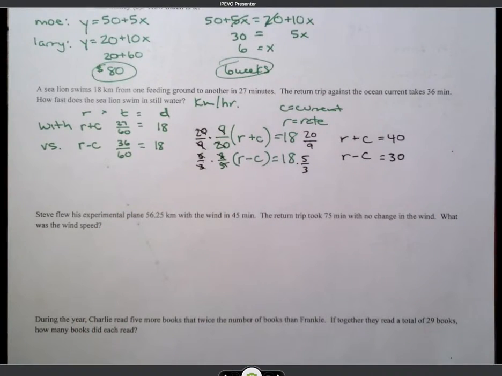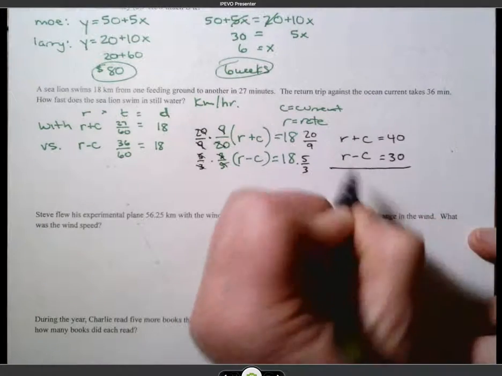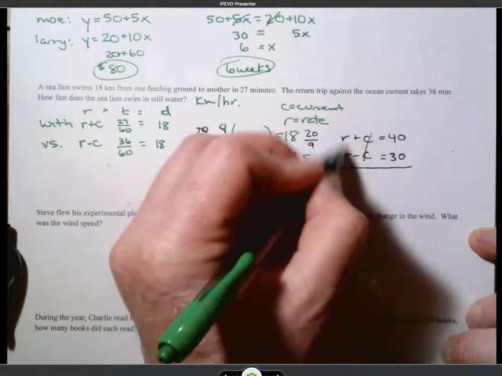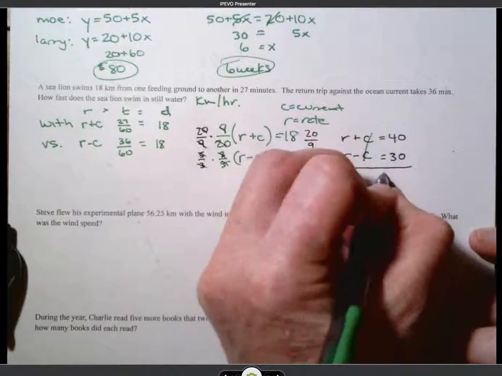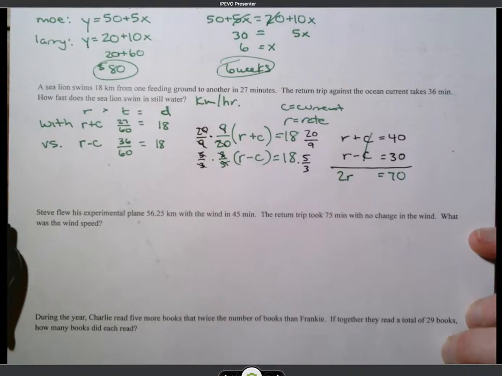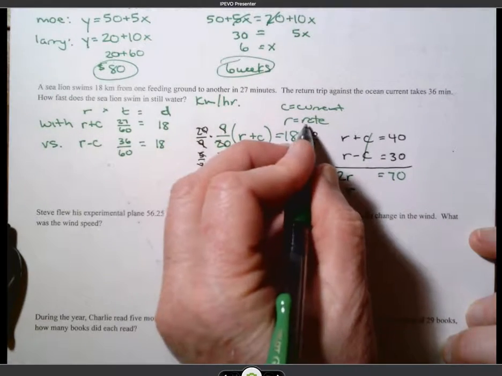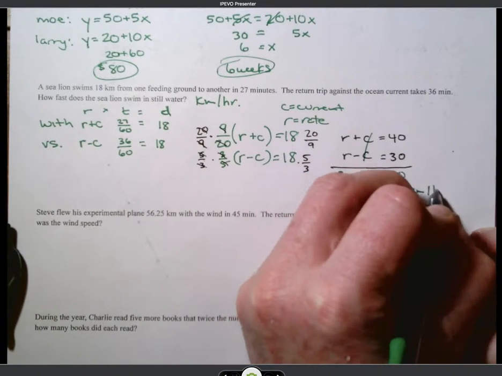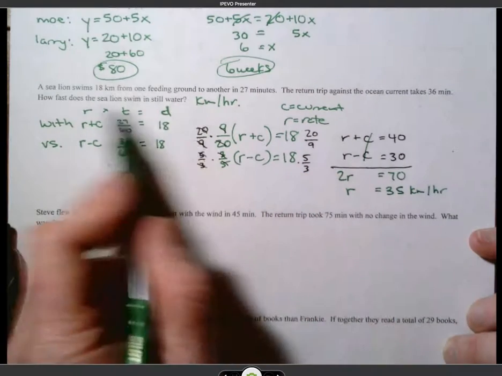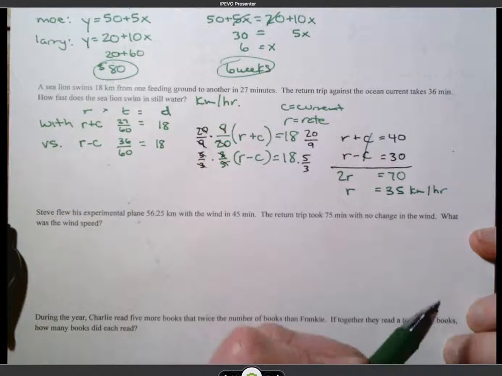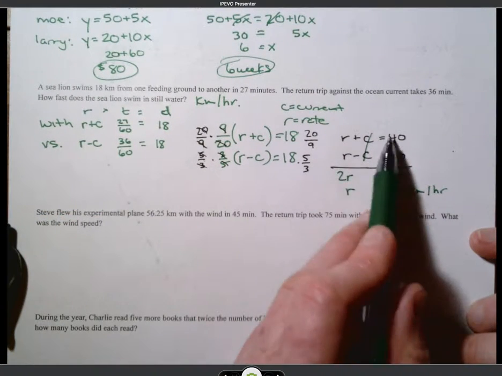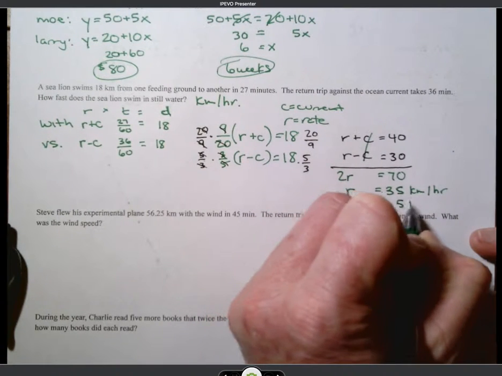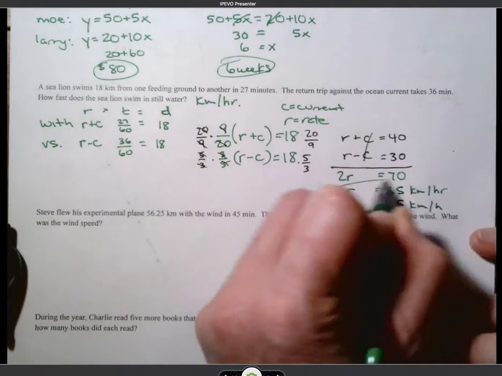Now this is extremely easy to solve. I'm going to go ahead and add to get rid of the C's. So add those, I get 2R. Add those, I get 70. So the rate of the sea lion is 35 kilometers per hour. The question was how fast a sea lion swims in still water. That is what our answer is. If we wanted to know the current, we know that the rate plus the current is 40, so the current would have been 5 if we needed that. But this is what we needed.